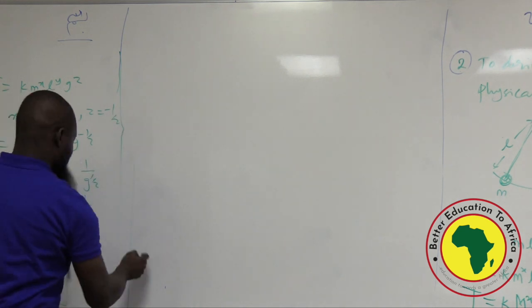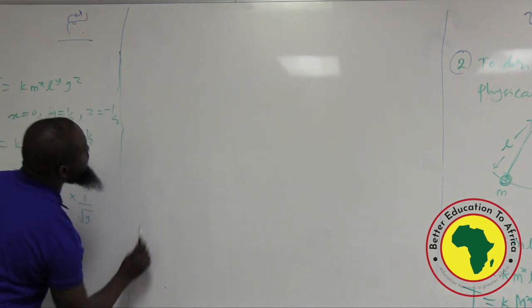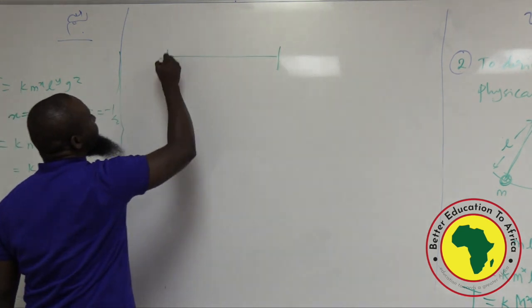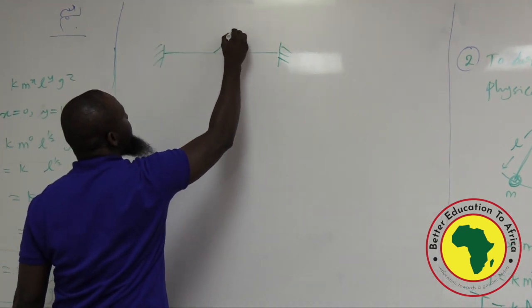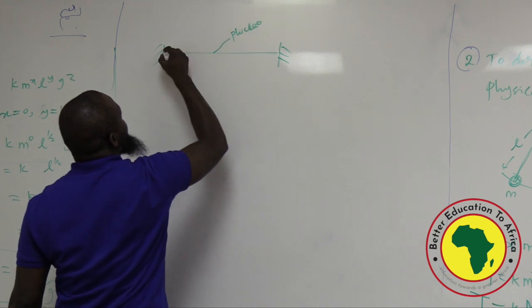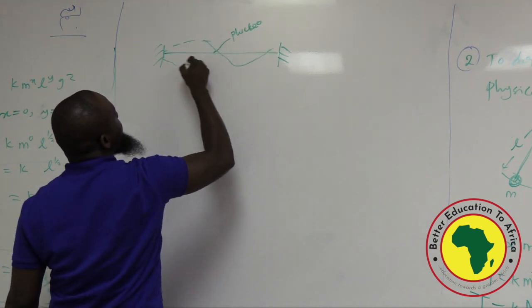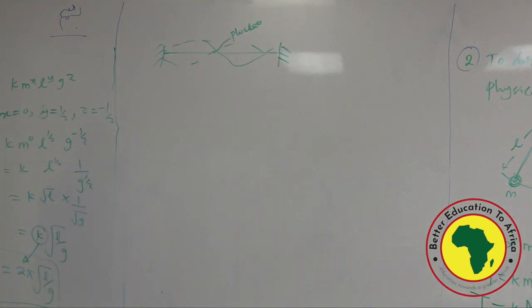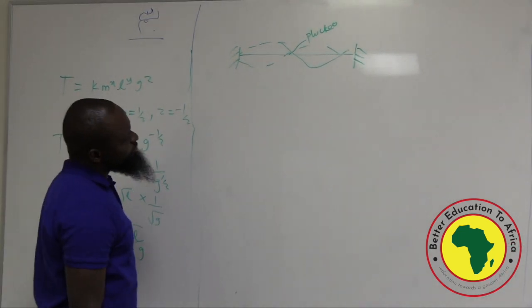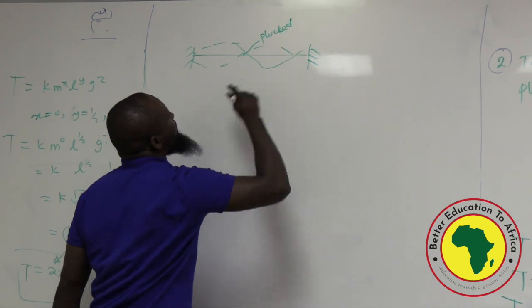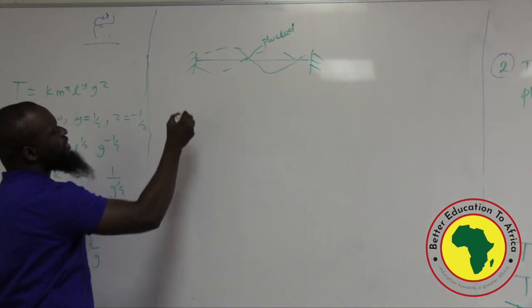Just one more example. Now we'll assume we have a string attached at two ends, and this string can be plucked so that it starts vibrating like that. When you pluck the string like this, we say there is a tension there, which we call F.